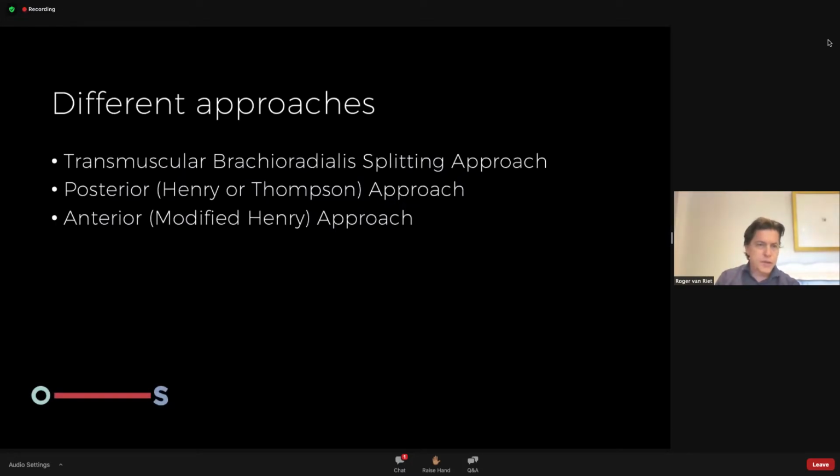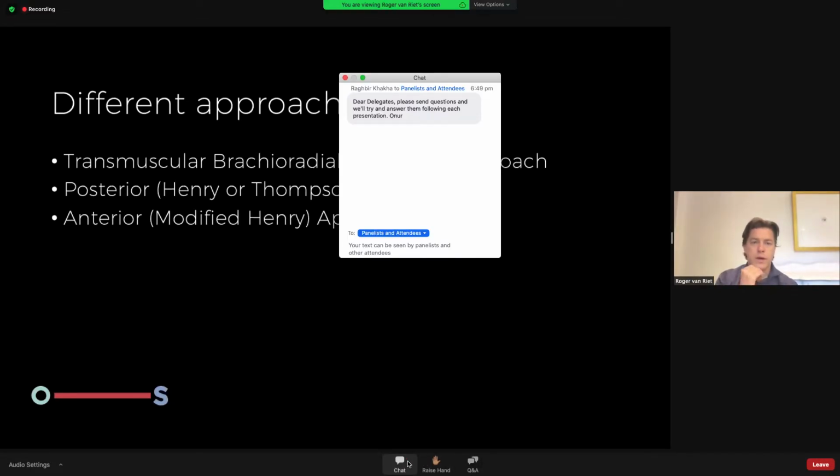Now, quickly about the surgery. There's a transmuscular brachioradialis splitting approach, so basically straight down through the brachioradialis. I don't know anyone that uses that approach, but it has been described. Then there's the posterior Henry-Thompson approach, which many people use. And I've got a nice video of that, which is not mine, which is Susan McKinnon's. I use the anterior modified Henry approach. So basically, a little bit distal to the biceps tendon, go in deep, find the superficial branch, find the supinator arcade of Frohse, cut the arcade, and release the entire supinator muscle.